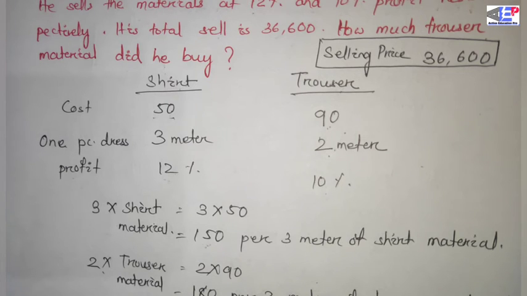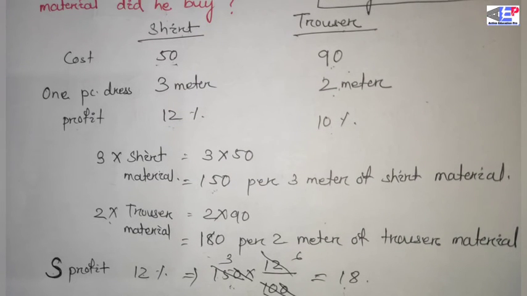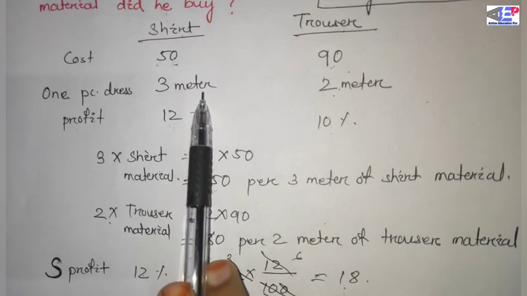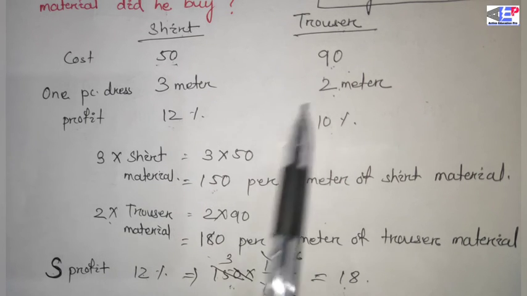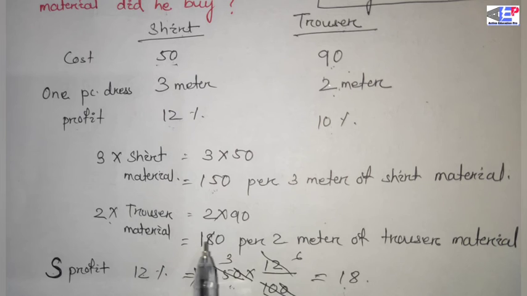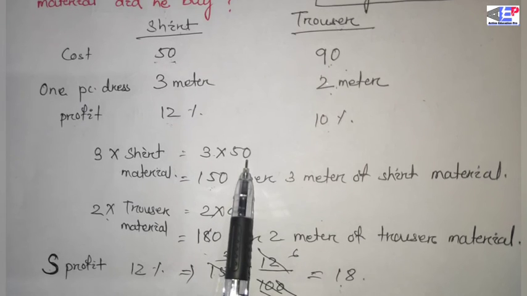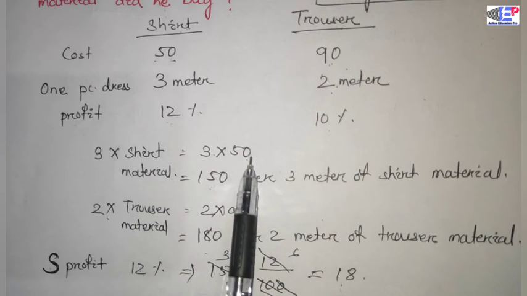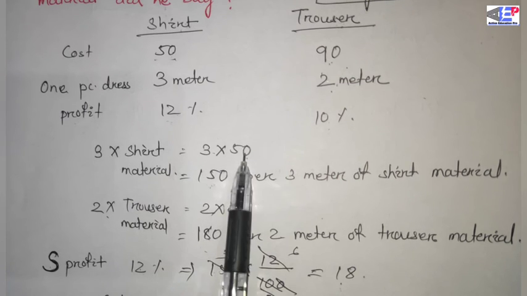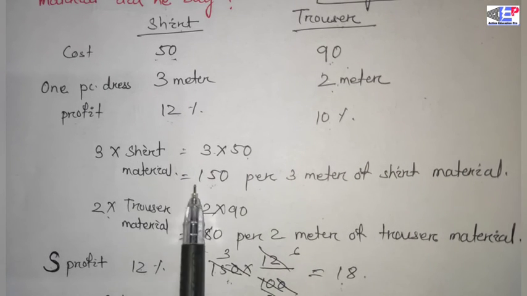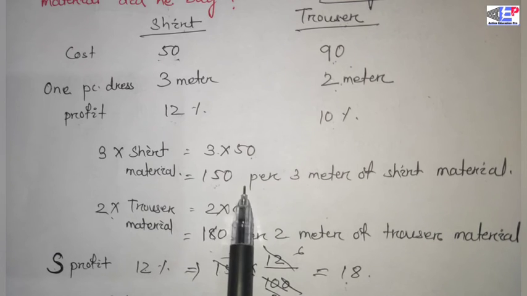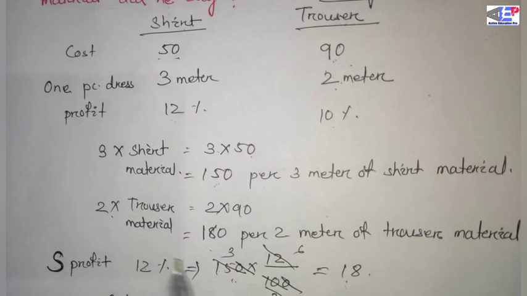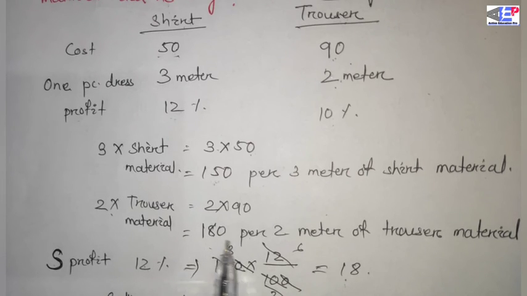So first calculate the total requirement of shirt material and trouser material for one pair of school uniform. As per the question, 3 meters of shirt material and 2 meters of trouser material are required to make one pair of uniform. So finally, 3 into 50 per meter. The value of shirt material is 50 rupees per meter. So 3 into 50 is 150 for 3 meters of shirt material. The value of 2 meters of trouser material is 180 rupees. 2 into 90 is 180 rupees.